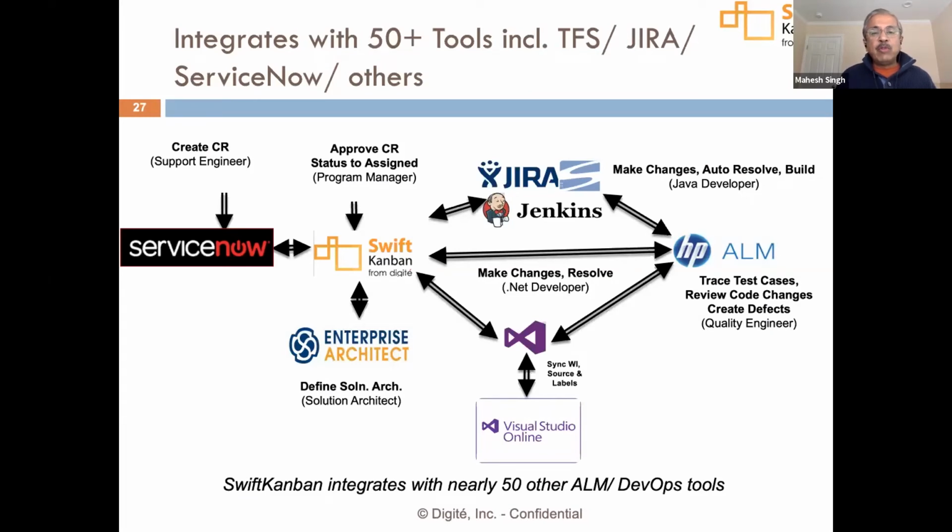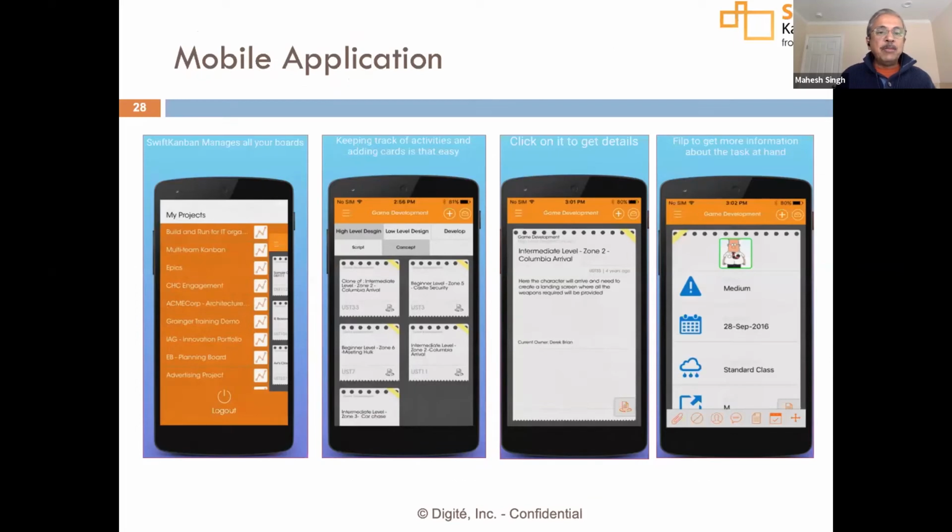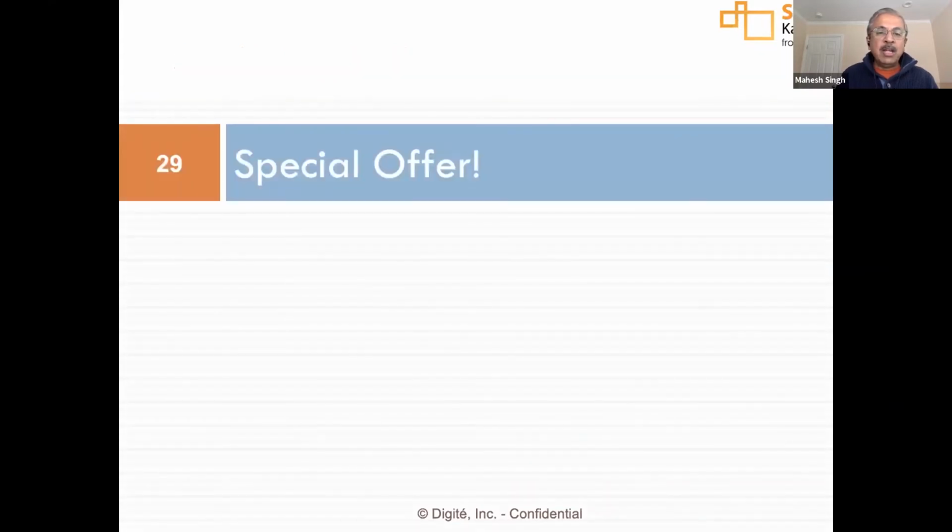We integrate with over 50 plus tools, including some of the popular tools in the Agile and the ALM space, including TFS, Jira, ServiceNow, and just a variety of these tools, especially also collaboration tools such as Slack and email and others that we're coming up with in the next few weeks. We, of course, have a mobile app that lets you be interactive and be connected with the team members on the go.